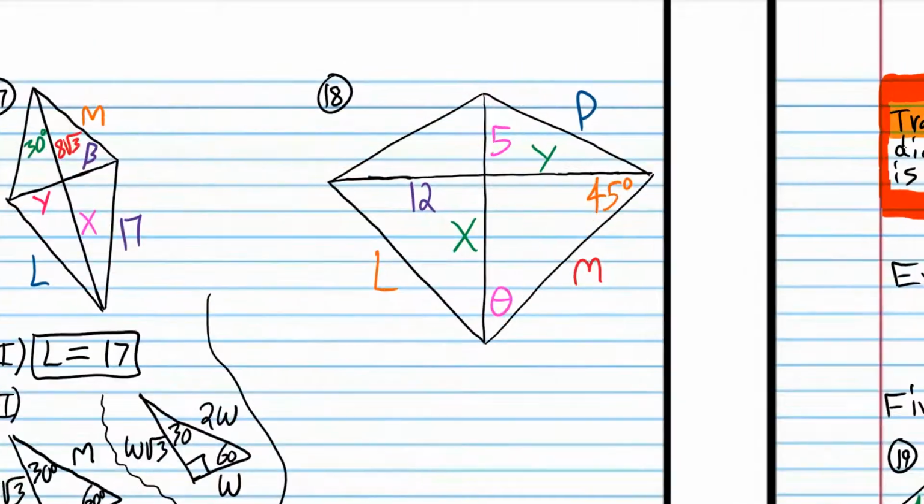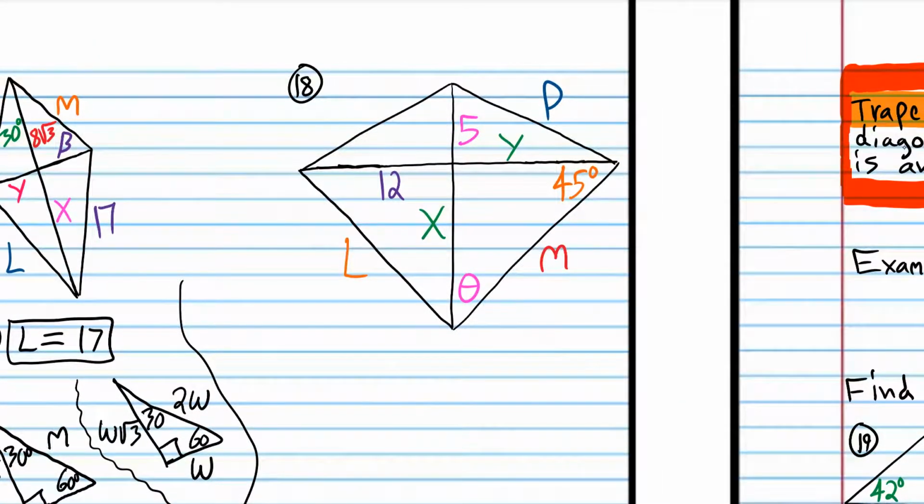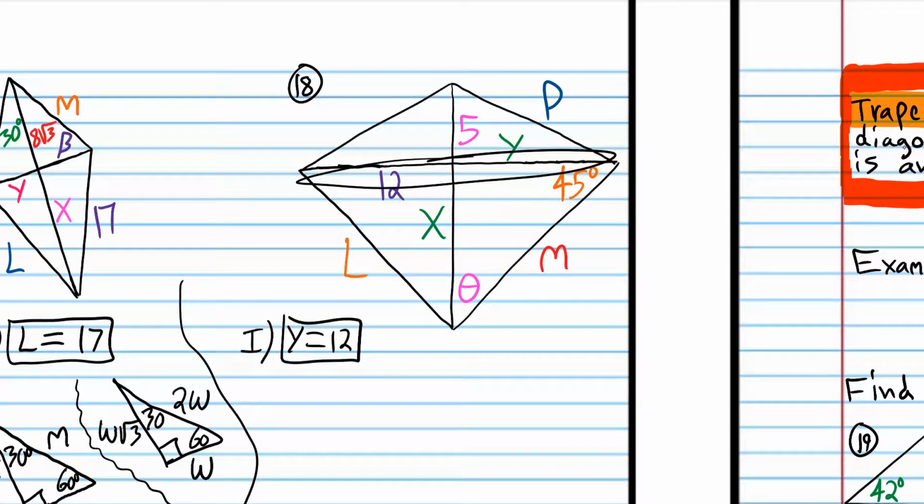All right, we're back. So I'm going to start off with the easy ones. So y has to be 12. Do you see why that is? Because this diagonal is bisected by the other diagonal.